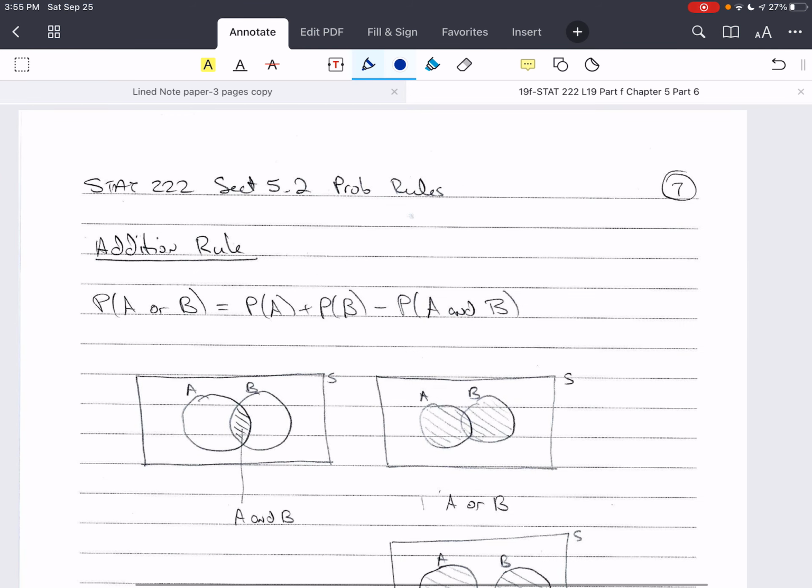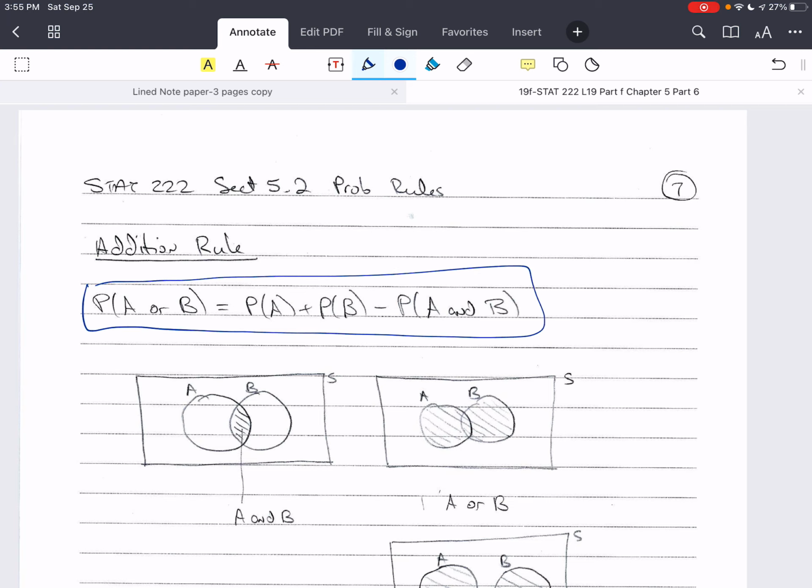All right, so the addition rule. Here is the addition rule, definitely something you want to put on your formula sheet. It says the probability of A or B is equal to the probability of A plus the probability of B, but we have to subtract off this intersection here. So let's talk about why we're subtracting the intersection. It seems like it's the wrong thing to do, like we're not including the intersection.